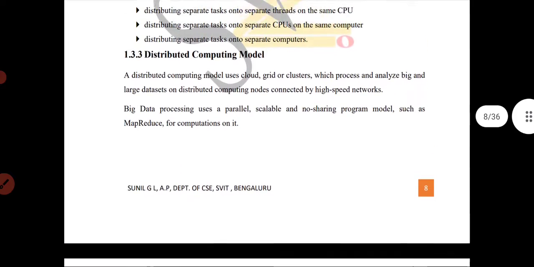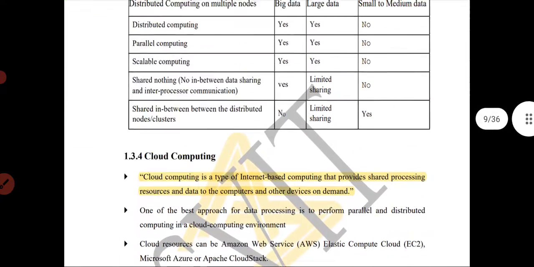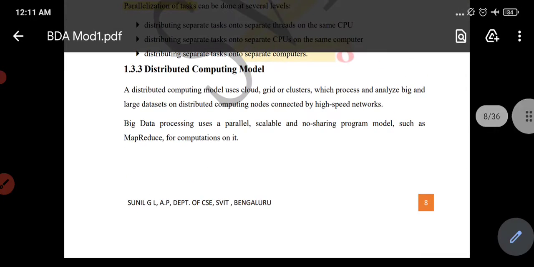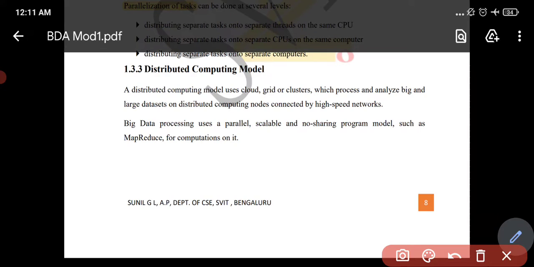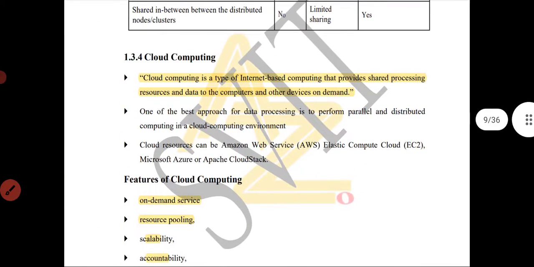And the next we have the distributed computing model. Here the processing is done at a distributed level. So that's it. You will learn about this more in the next slide.